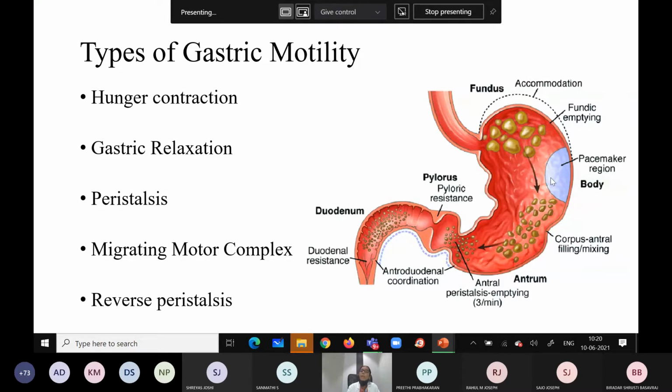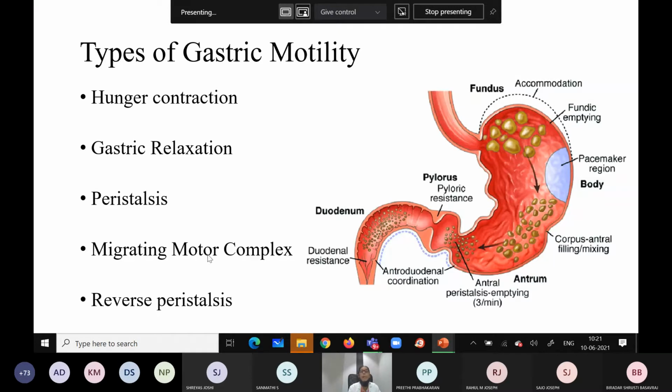So these waves, when they reach the threshold, a spike potential will be formed that leads to the peristaltic movements in the stomach. There are 3 contractions per minute, that is, one contraction every 20 seconds. That is the rate at which the peristaltic movements occur in our stomach. These peristaltic movements correlate with the basal electrical rhythm.